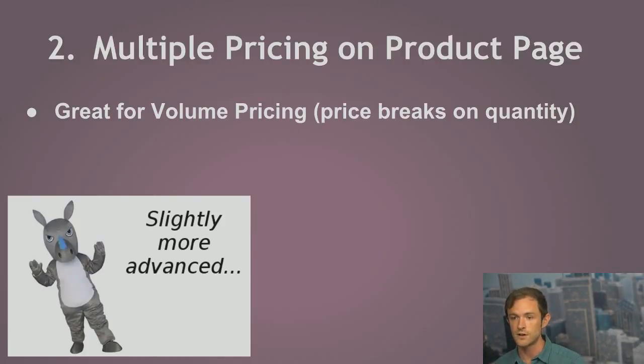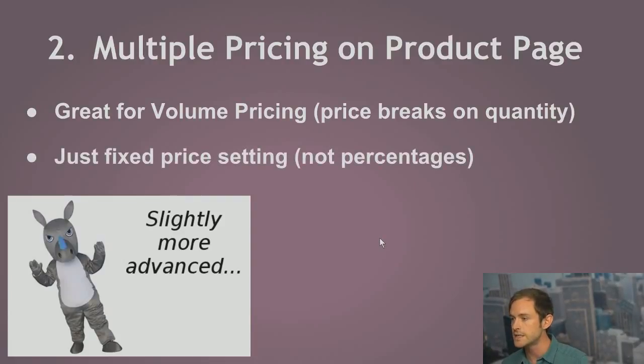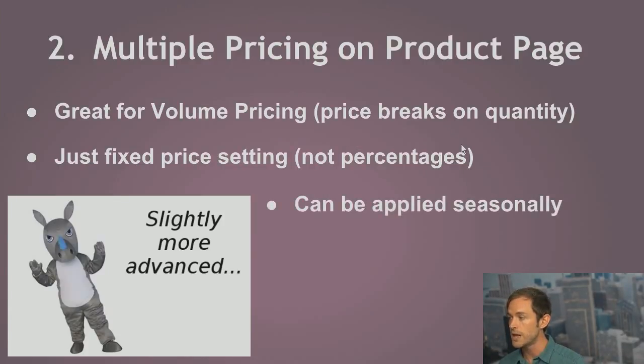So maybe if I sell less than 10 costumes, I get one price. But then if I sell between 10 and 20, I get a different price. And between 20 and 50, a different price. So this method actually works really well for that, and I'll show you that. And it's not formulas, so it's not very complicated, this method. It's great for fixed prices and very, very basic discounts, but it's pretty straightforward once you see it. It can be applied seasonally. You'll see there's an option for it where you get to choose the date range where this price list applies.